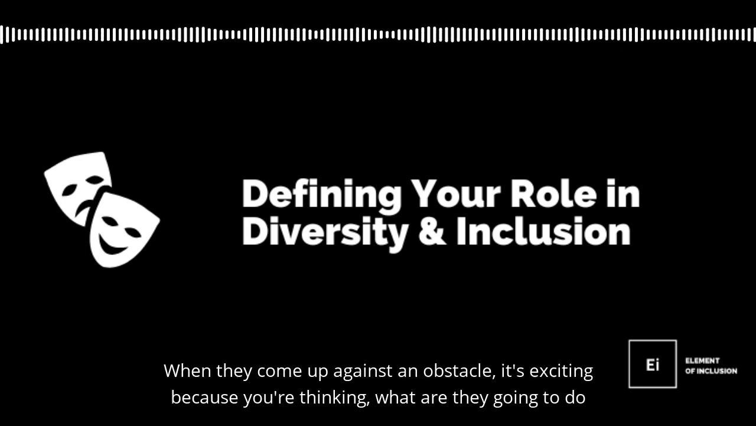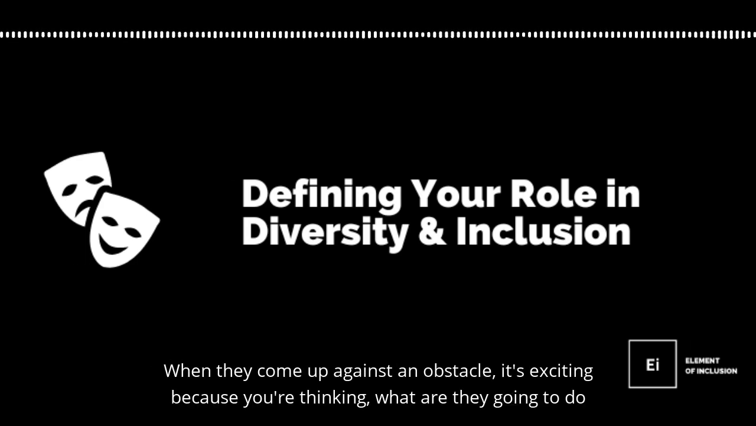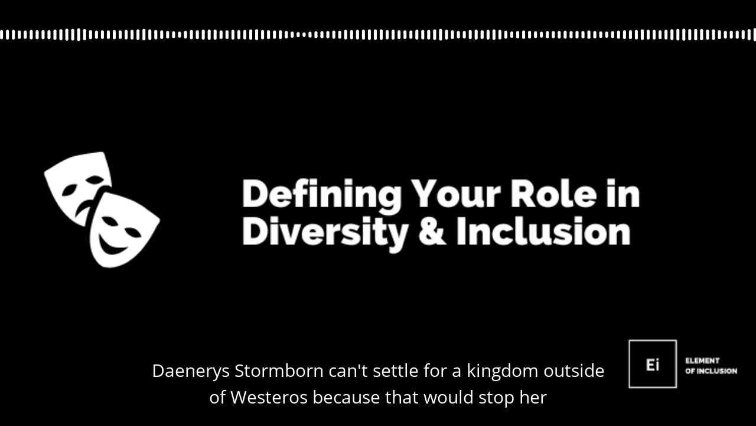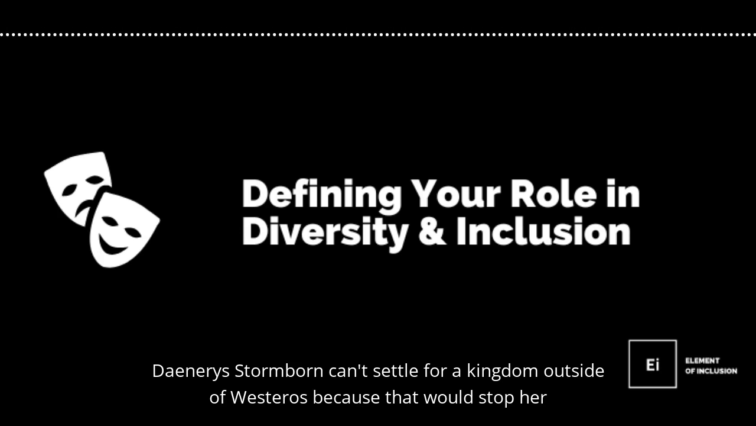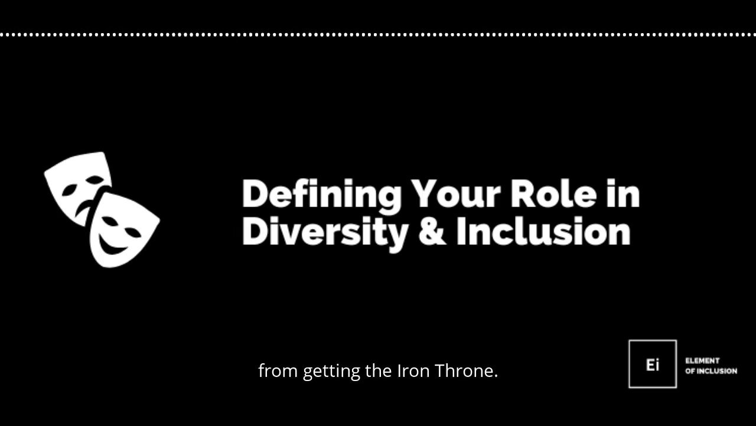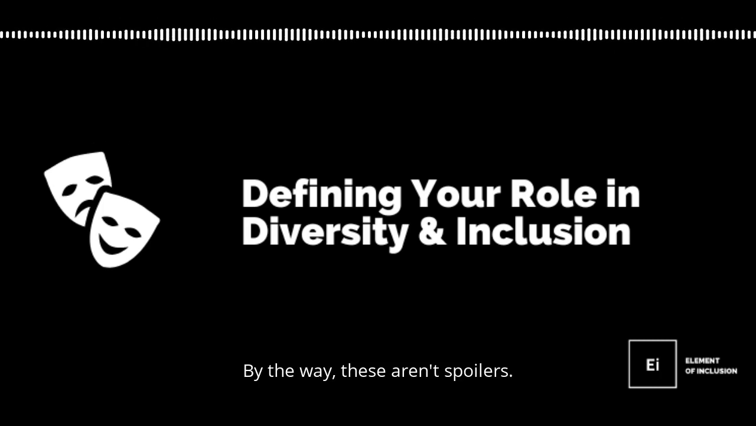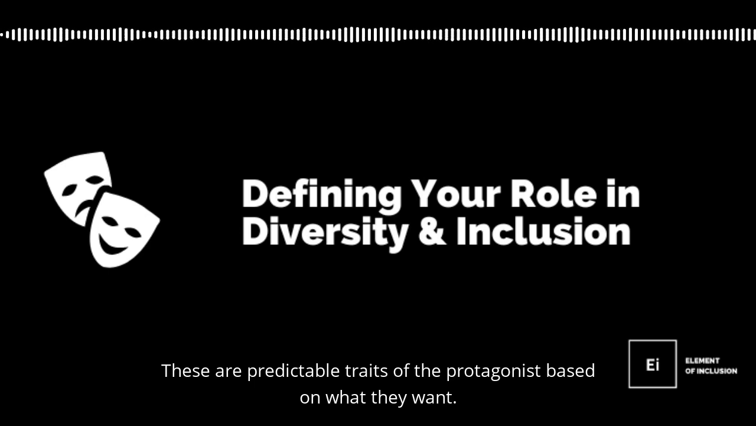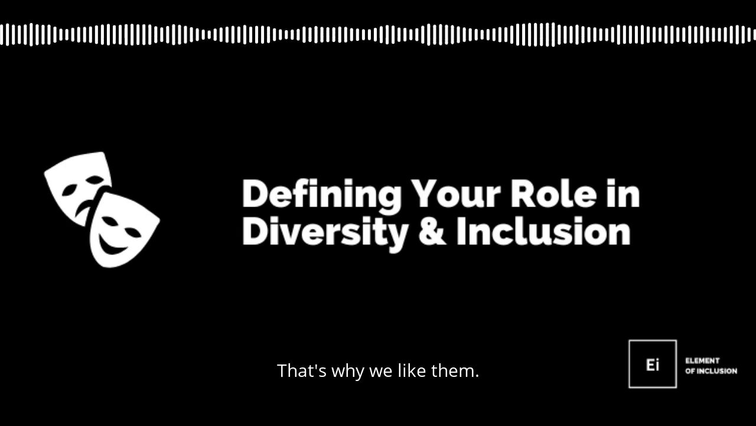When they come up against an obstacle, it's exciting because you're thinking, what are they going to do next? Luke Skywalker can't join the dark side because that would stop him becoming a Jedi. Daenerys Stormborn can't settle for a kingdom outside of Westeros because that would stop her from getting the Iron Throne. By the way, these aren't spoilers. These are predictable traits of the protagonist based on what they want. That's why we like them.